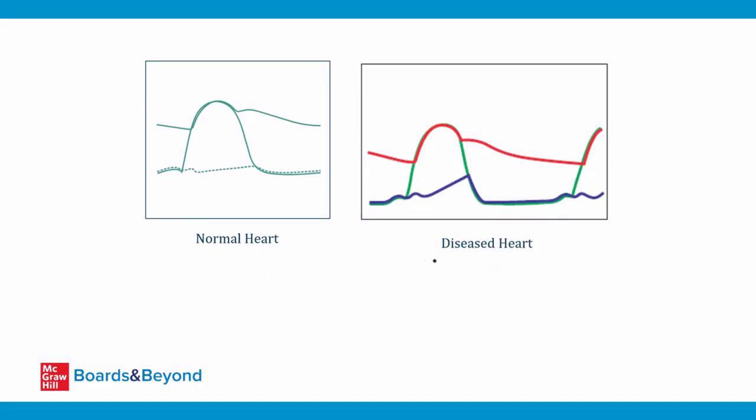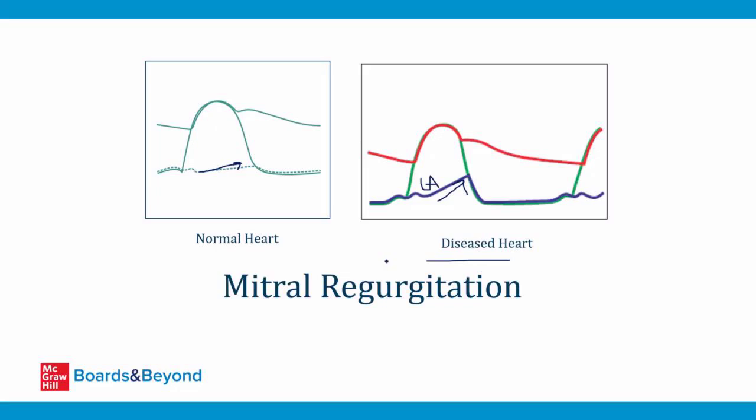Okay, so now we've got another diseased heart on the right side of the screen, and in this case, the major finding has to do with the left atrial pressure, the blue line right here. Normally, left atrial pressure climbs very slowly as blood fills the left atrium from the pulmonary veins. But in this diseased heart, left atrial pressure is rising much more rapidly than normal. And that's what happens when you have mitral regurgitation.